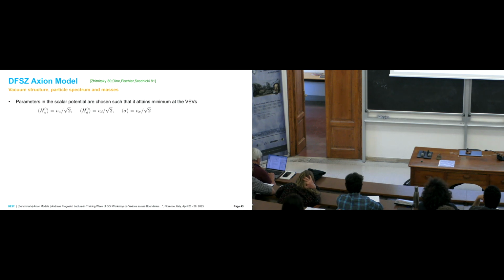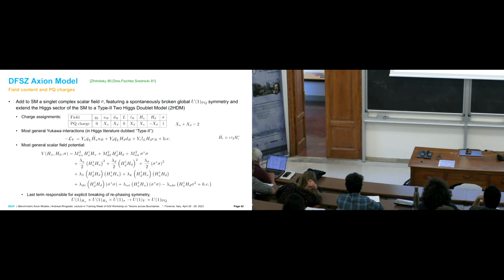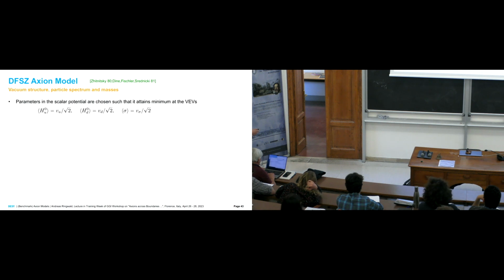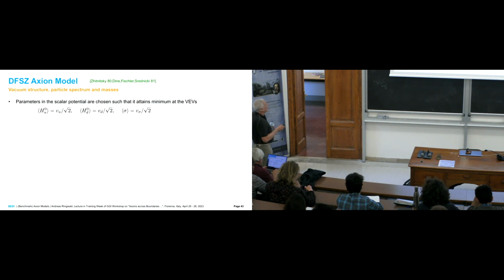The parameters in this scalar potential are chosen such that it attains the minimum at these singlet VEVs. For the neutral component of the Higgs H_U, it's v_U over square root of 2. For H_D, it's v_D over square root of 2, and for the expectation value of sigma, it's v_sigma.